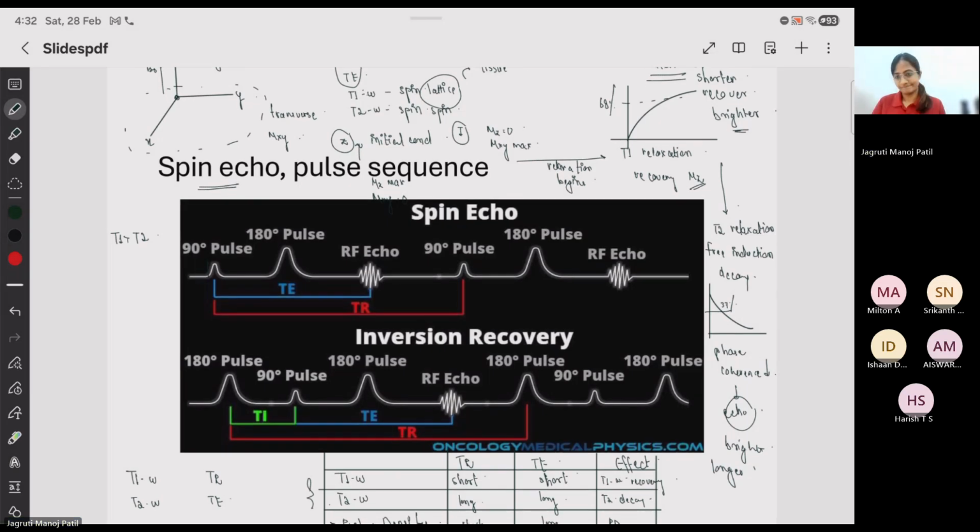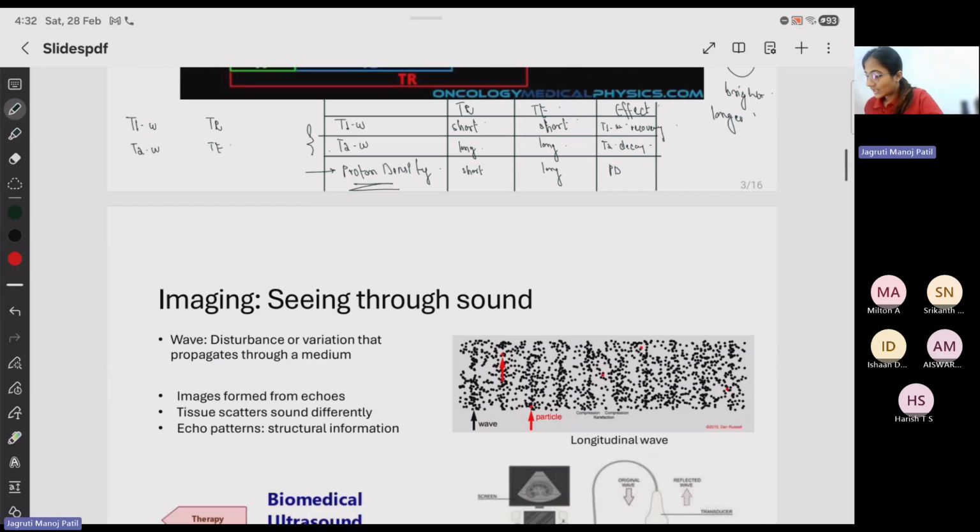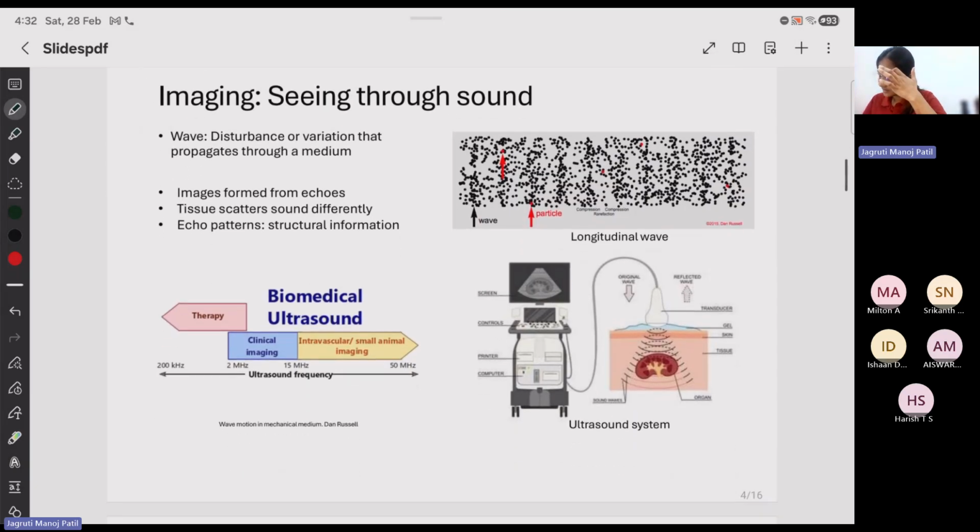Yes, ma'am. Okay, now next was ultrasound imaging. Here, the schematic had different phases. But what is ultrasound? Ultrasound is nothing but a mechanical wave, and this mechanical wave has different regions. One region can be a compressional region, and the other can be a rarefactional region, where the particles are far apart from each other. So you might see ultrasound as a wave.